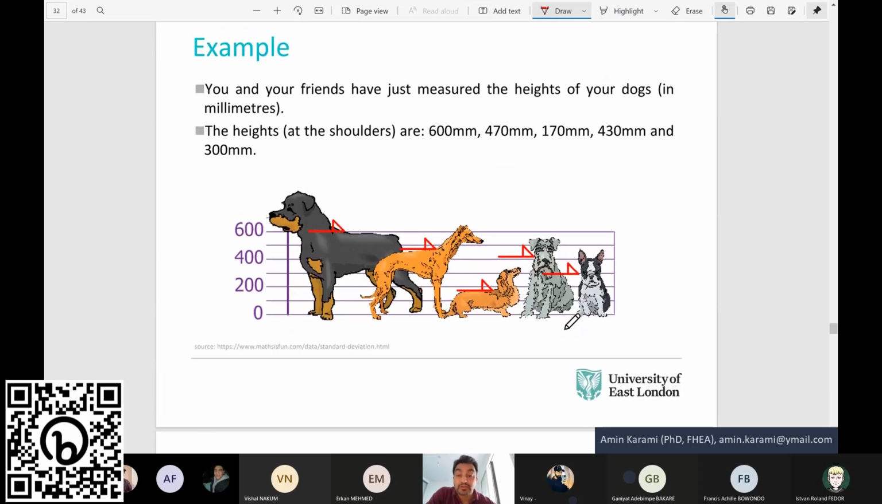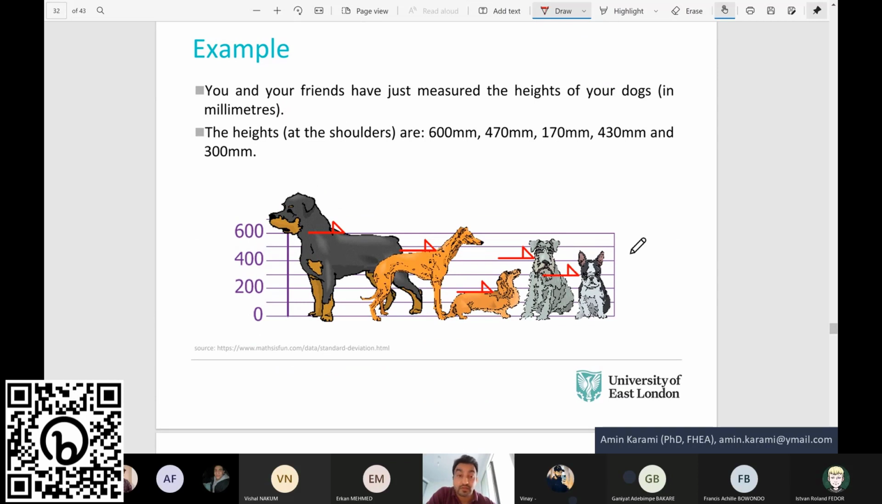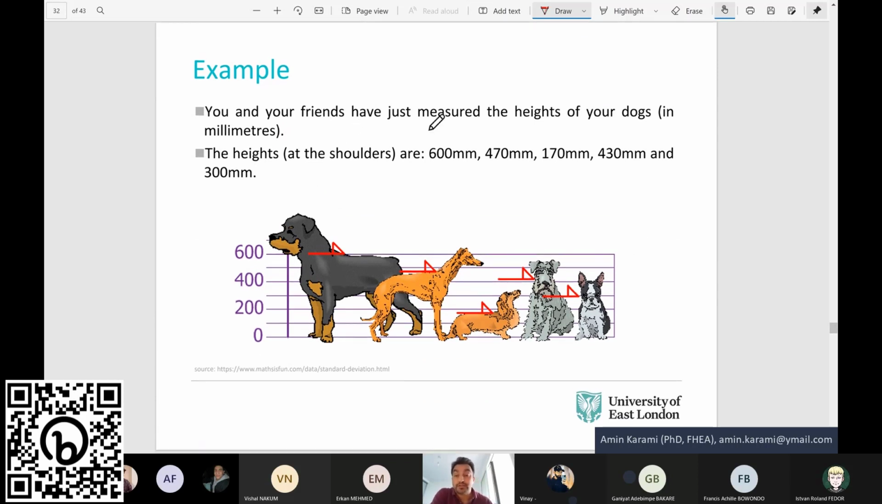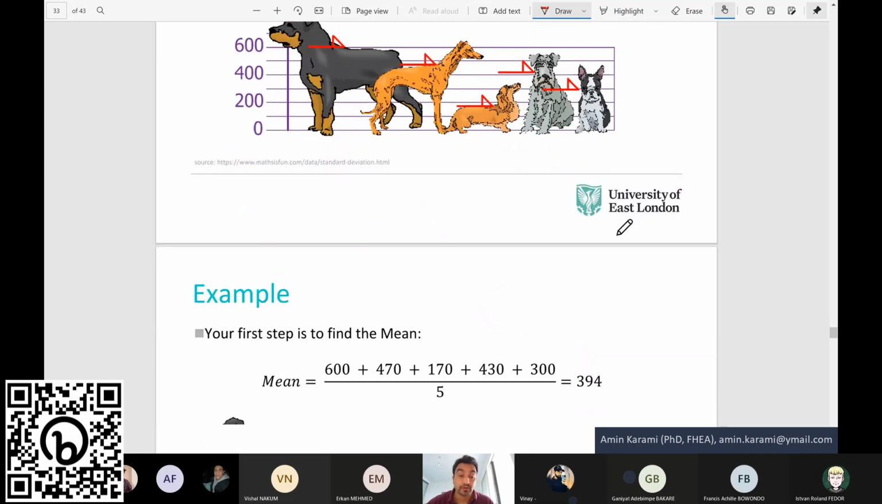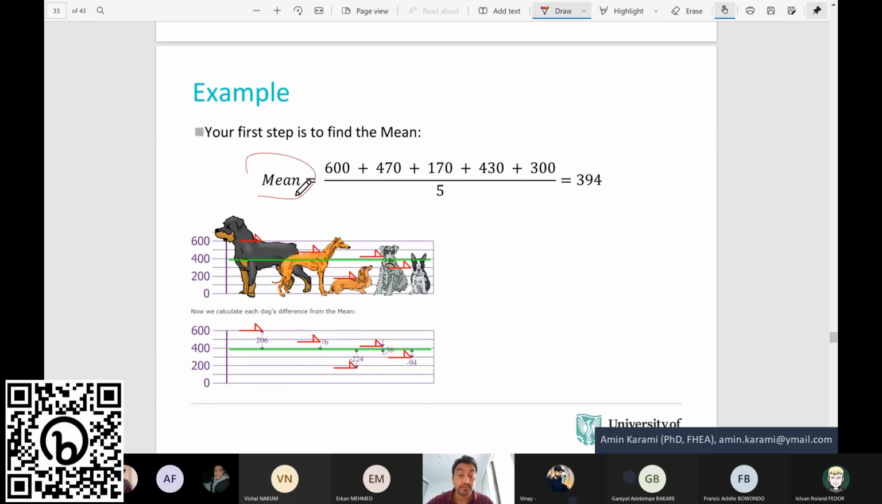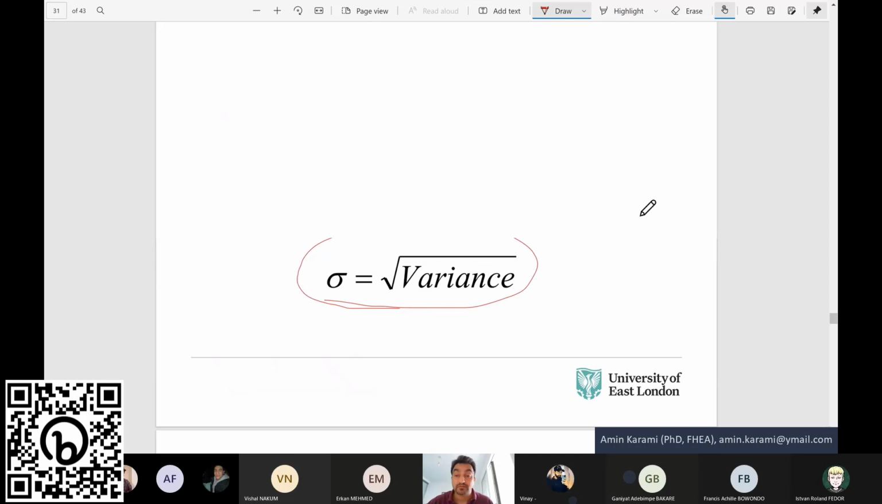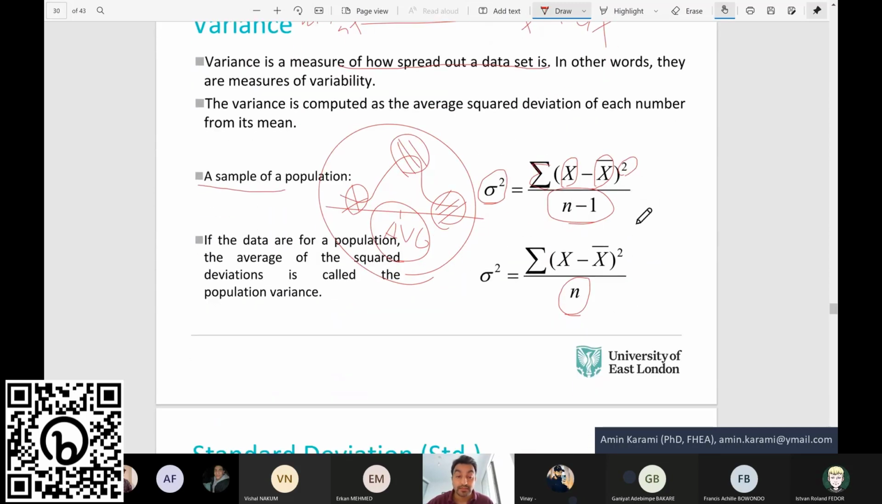So let's take this example to understand variance and standard deviation. You and your friend have just measured the height of your dogs. These are the heights of the dogs: 600 millimeters, 470, and so on. Now we want to calculate the standard deviation, to see how they are distributed around the average value. First of all, we have to calculate the mean. Why? Because I have only 5 dogs, and I want to calculate this result for 5 dogs.